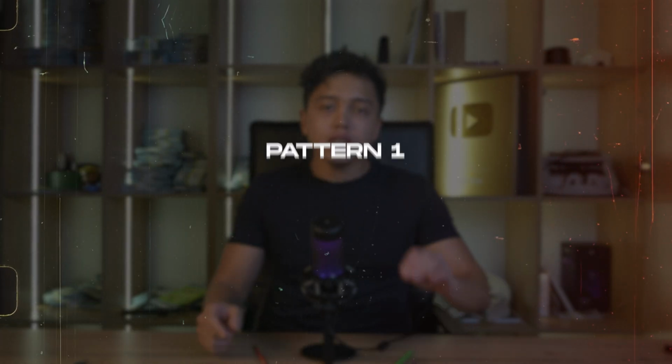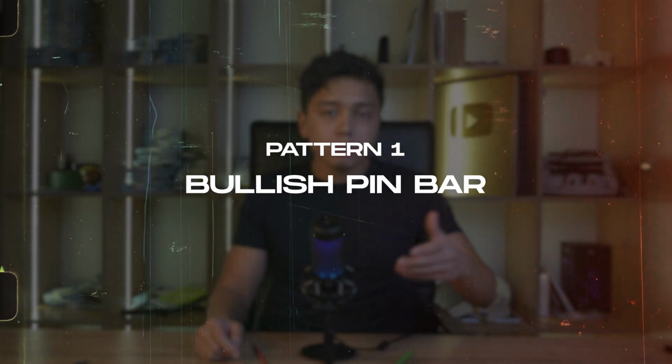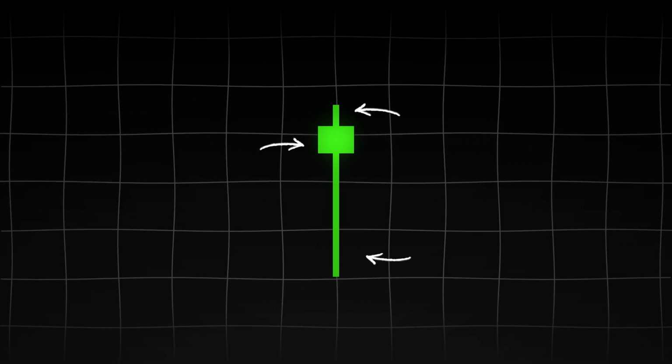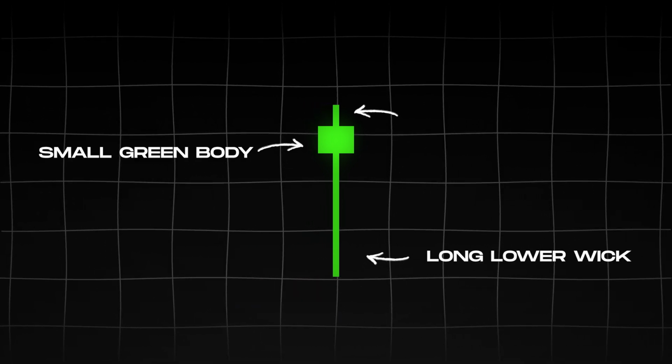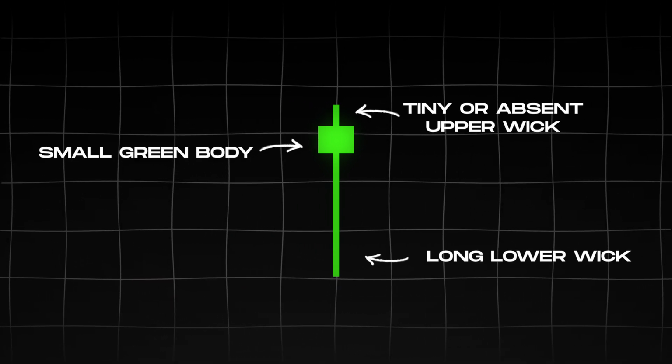And now let's master these patterns. The first pattern is the bullish pin bar, a strong reversal pattern in the Japanese candlestick that indicates a potential upward reversal. This candlestick consists of three elements: a small green body, a long lower wick, and a tiny or absent upper wick. How can we explain what we just saw?